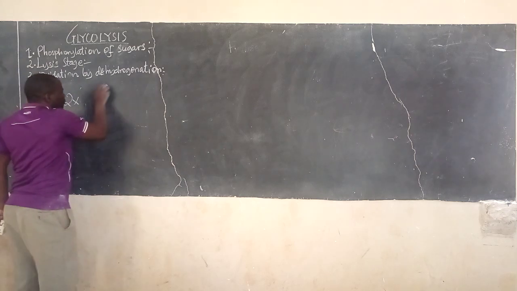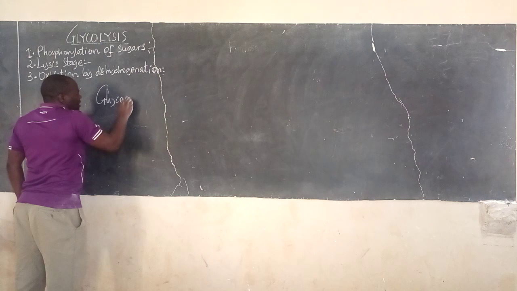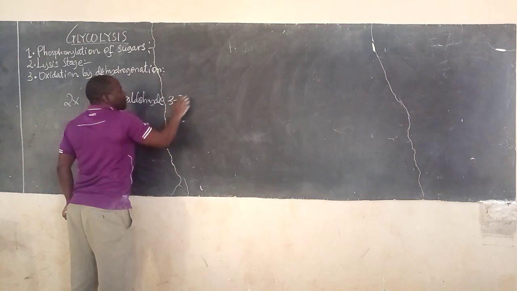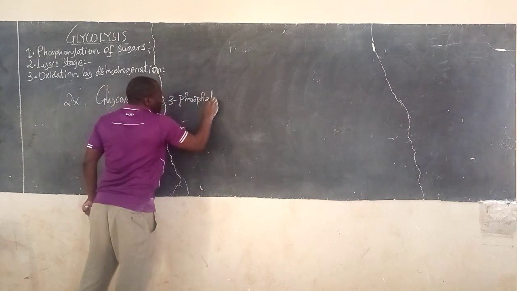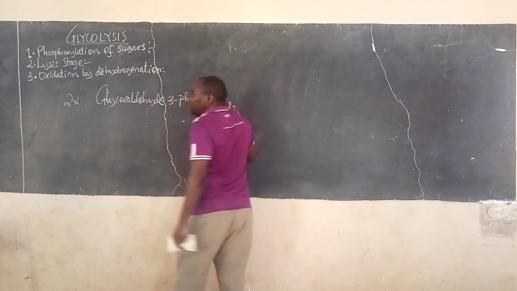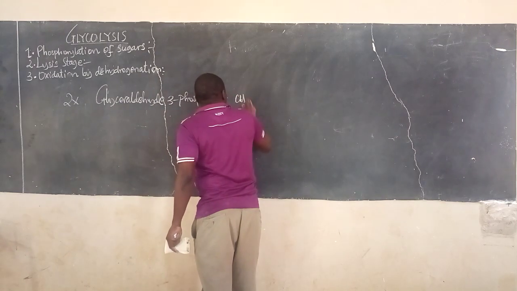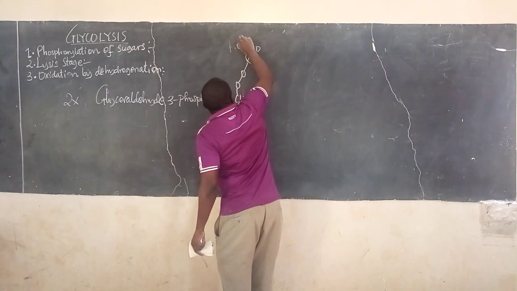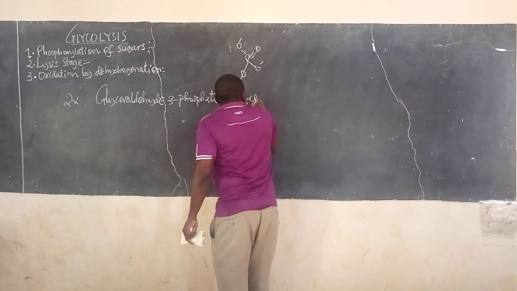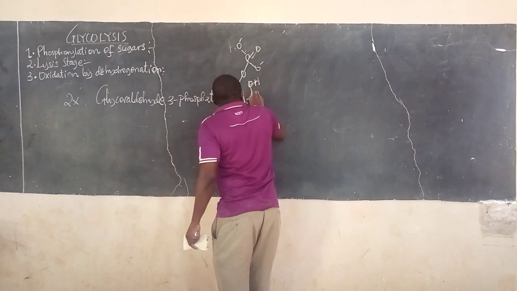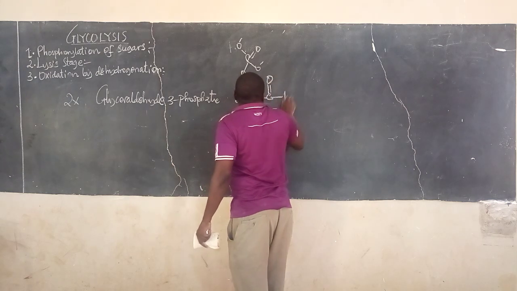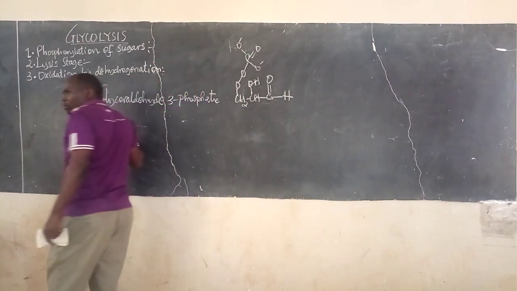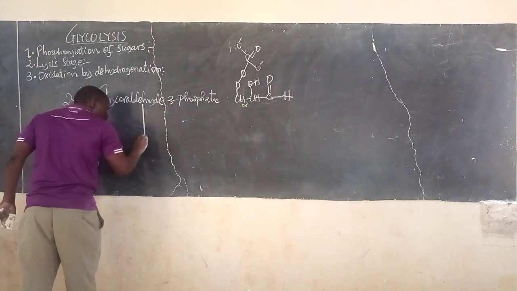So let me start with this stage. 2 times glyceraldehyde 3-phosphate, whose organic structure is written like this: CH2, oxygen, phosphate, double bond, oxygen negative, CH-OH, carbon double bonded to oxygen, hydrogen. Glyceraldehyde 3-phosphate.